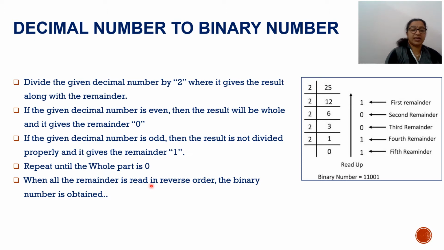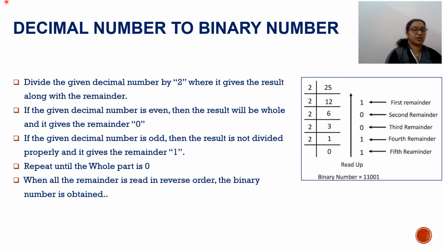Now when all the remainders are read in reverse order, we read upward. So we will get 1, 1, 0, 0, 1. This is the binary equivalent of the decimal number. So 25 is the decimal number, and the binary format of that number is 11001. Got it? So we keep dividing the number by 2 until its whole part becomes 0. Then after getting that 0, read the remainders upward. That is the binary equivalent of that decimal number.